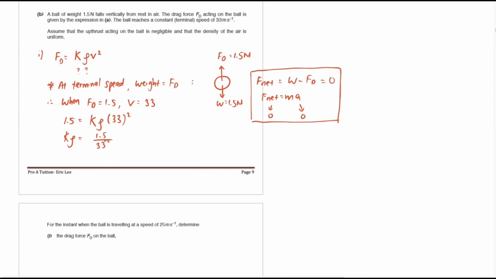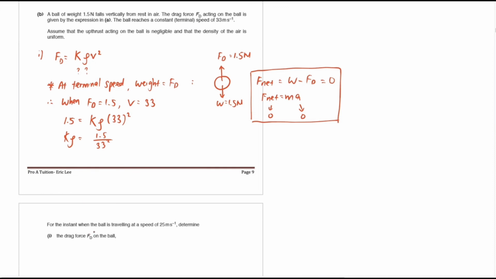So we just leave it like this. You can change it to a decimal number, but if you round off, you may lose some accuracy. So just leave it like this. We get K rho already. K is a constant. Rho is also a constant because they said density is uniform, so same density all the time. So the constant is this value.